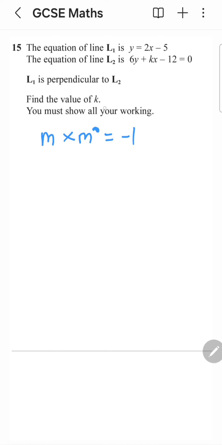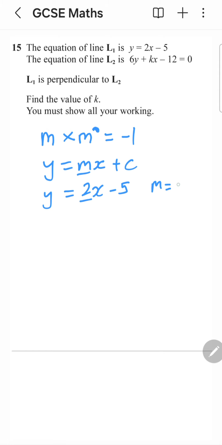So for line L1, the gradient is going to be 2. It's already in the right format, y equals 2x minus 5, so the coefficient of x is the gradient. So you can write that down, m equals 2.